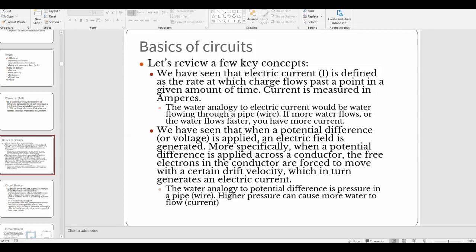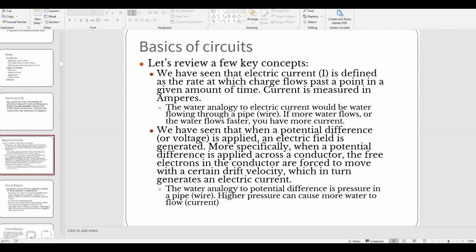Okay, so in this video we're going to talk about the basic concepts of how circuits work. Just to review a few key concepts, in the last video we talked about the definition of electric current, and we talked about the concept of drift velocity. And so remember that electric current, which has a symbol capital I, is defined as the rate at which charge flows past a point in a given amount of time. Okay, and so that is measured in amperes, where 1 ampere would be 1 coulomb per second.